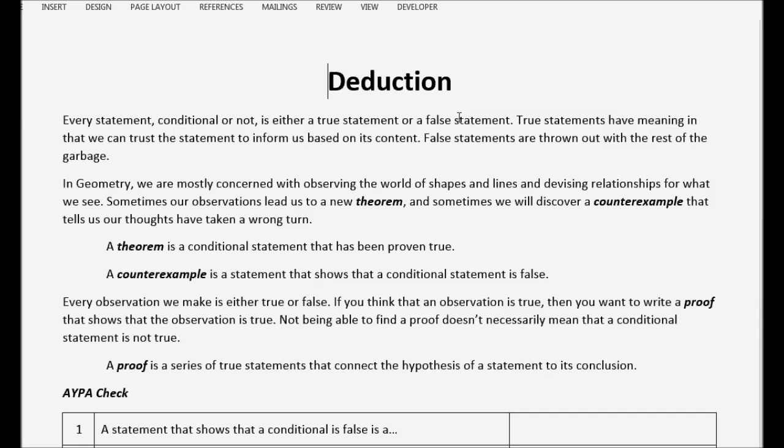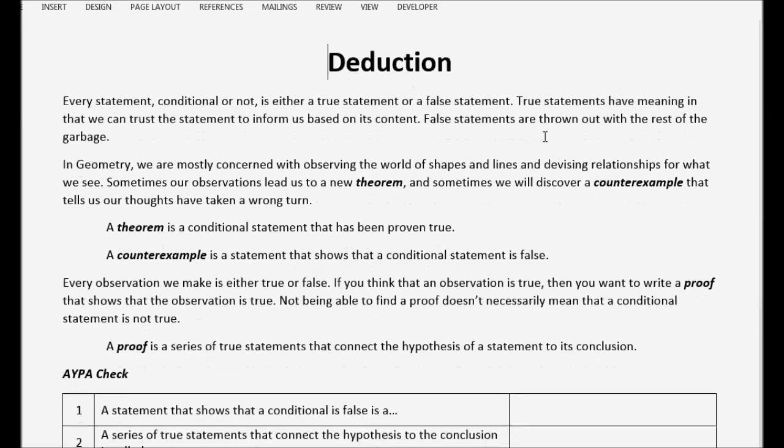A theorem is a conditional statement that has been proven true, and a counterexample is a statement that shows that a conditional is false. We write a proof to show that our observations are true. Now, not being able to find a proof doesn't necessarily mean that a conditional statement is not true. There are many unsolved proofs out there, and that doesn't mean that they're not true. So usually, if we can't find a counterexample, we take a statement to be true, even if we don't actually have a proof for it.